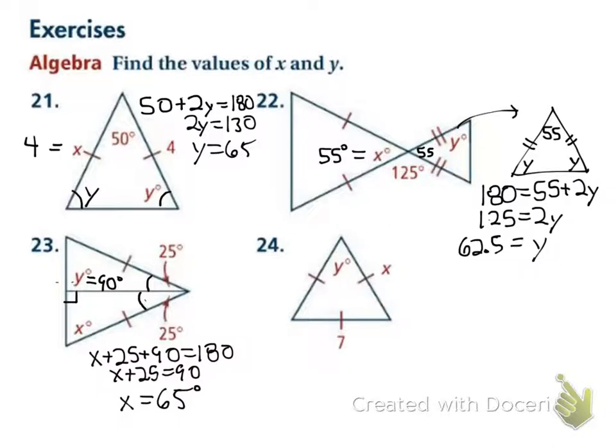For 24, this is an equilateral triangle, which means it's also equiangular. Equilateral means x is also 7, since all the sides are the same. And y is going to be 60, because if it's equiangular, all the angles are the same. So you could say 3y equals 180, and again, y is 60. Anytime it's equiangular, all the angles are 60 degrees.